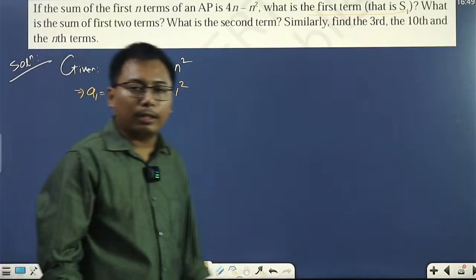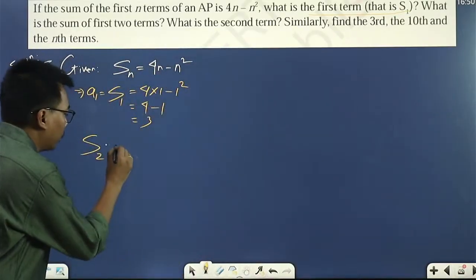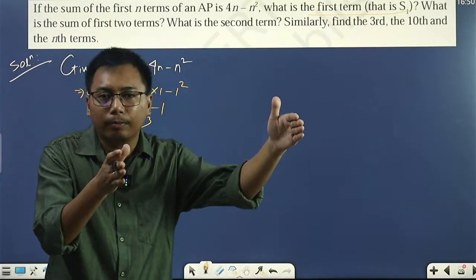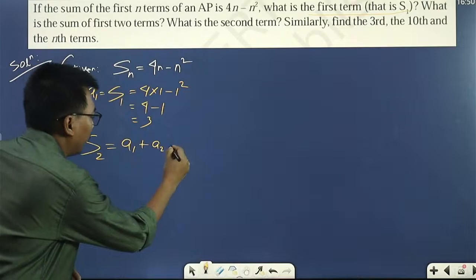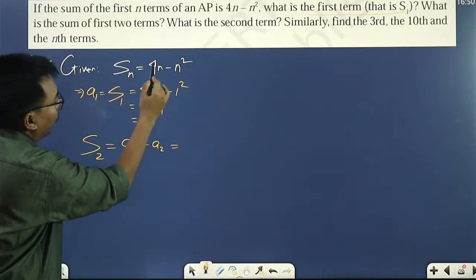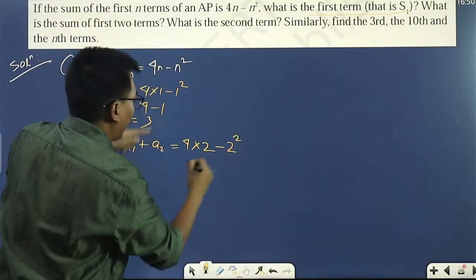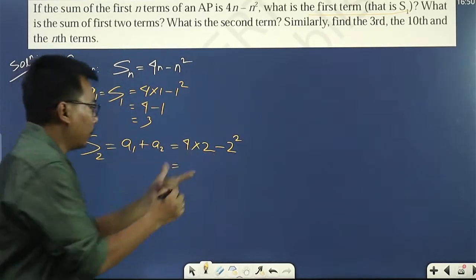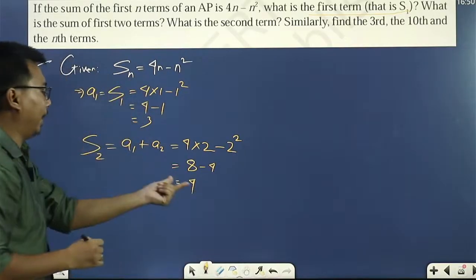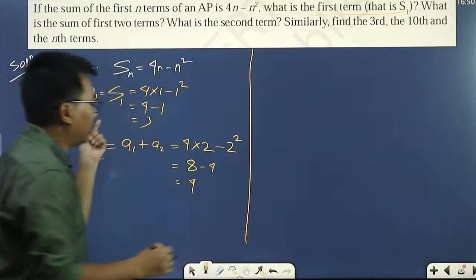Sum of first two terms means S2, right? S2 is A1 plus A2, the sum of two terms. Now, how do we get S2? If I put 2 in place of n, what will I get? 4 into 2, minus 2 square. 4 into 2 will be 8, minus 2 square is 4. So S2 is equal to 4.